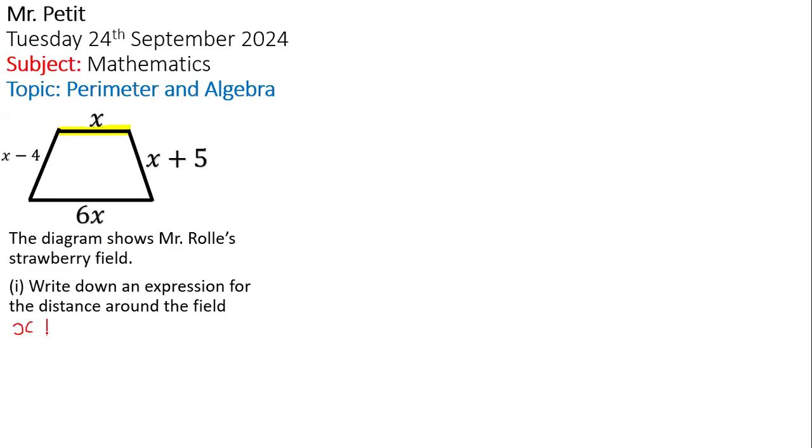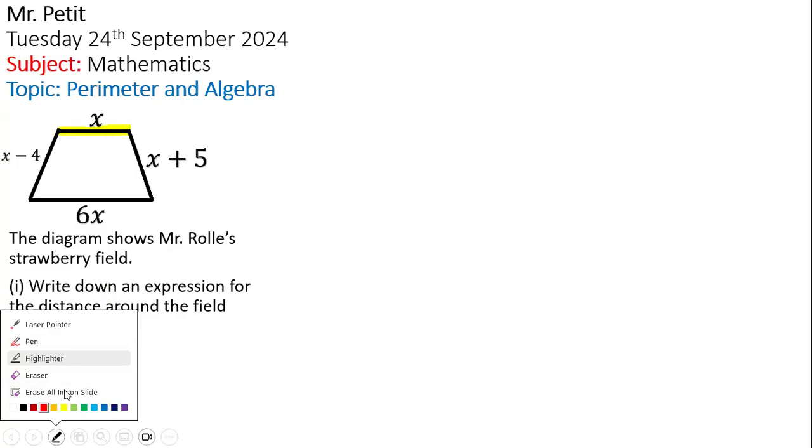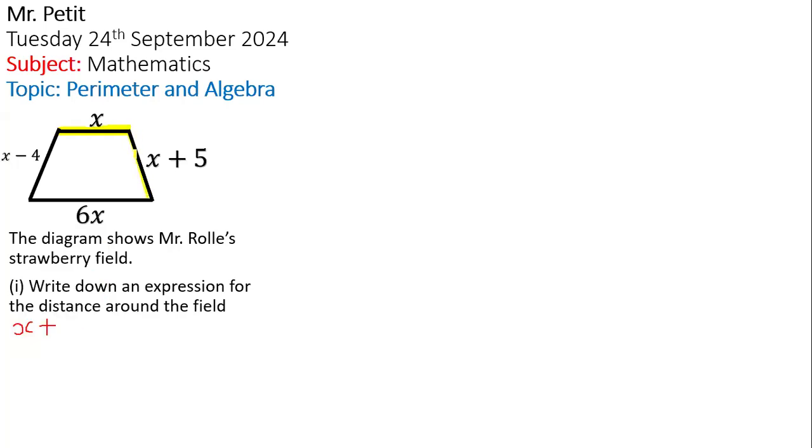So the first one is going to be X plus, what else? X plus what? X plus 5. All right, because we want the distance around, right? That's the perimeter. So we're going to put X plus 5 here. Plus what else? Plus 6x. Plus 6x plus x minus 4. Plus 6x, right?